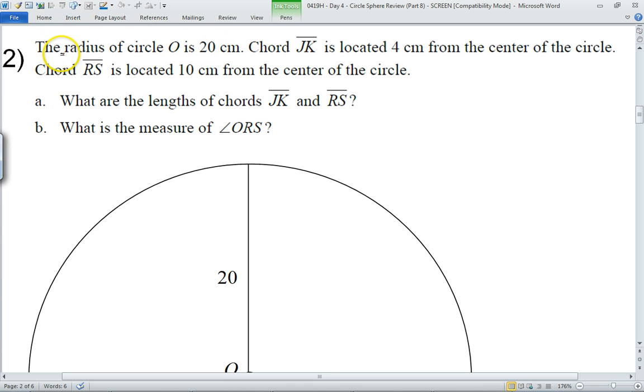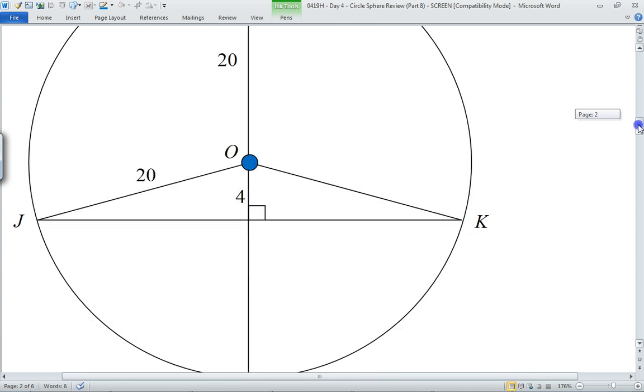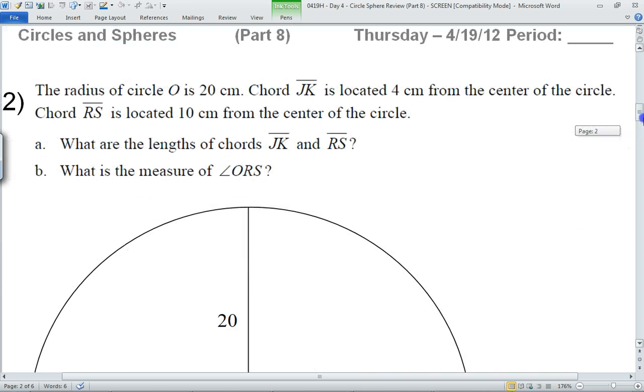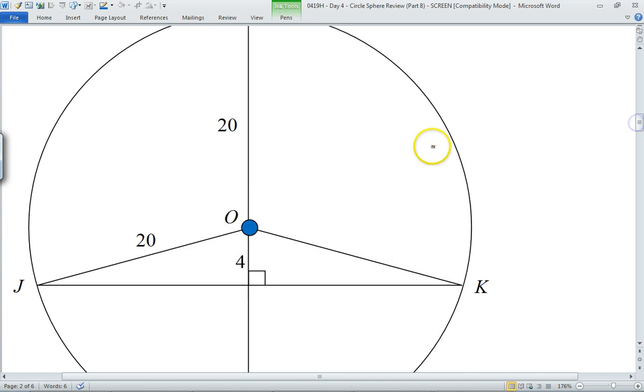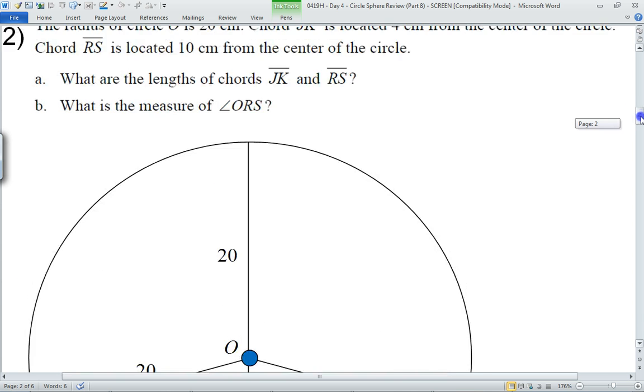So it says we need radius of circle O. When they say circle O, please know that that means O is the center of the circle. Right? Point O is the center. What else does it say? The radius is 20. So look at the circle I've drawn. There's a radius. That's 20. From O to J, that's a radius. That's 20. O to K, that's a radius. If I needed to label it, that would be 20.